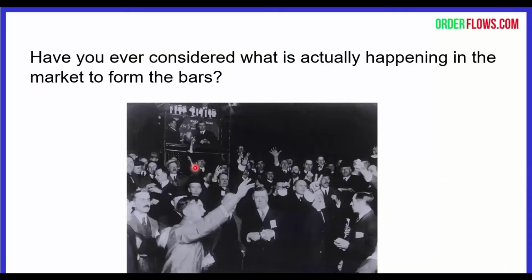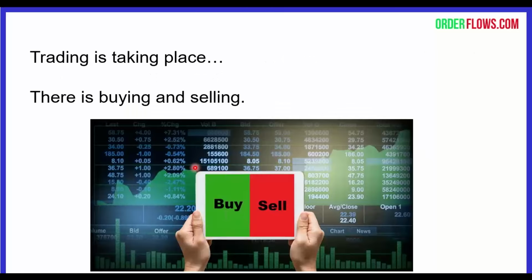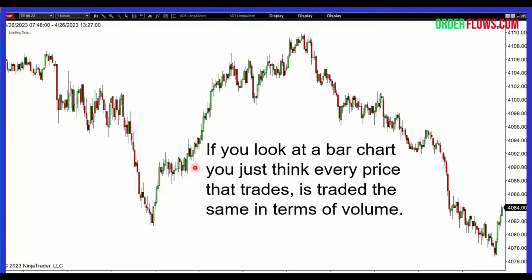Once you start considering what's actually happening in the market, you'll understand how bars form. In the old days, we had trading pits where people were yelling and screaming. They're bidding and they're offering, trying to transact trades. They're trying to transfer risk from themselves to another trader, or maybe take on risk. So what you see on a chart is trading taking place, buying and selling.